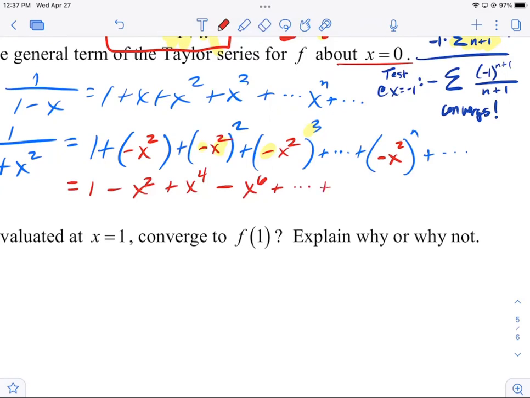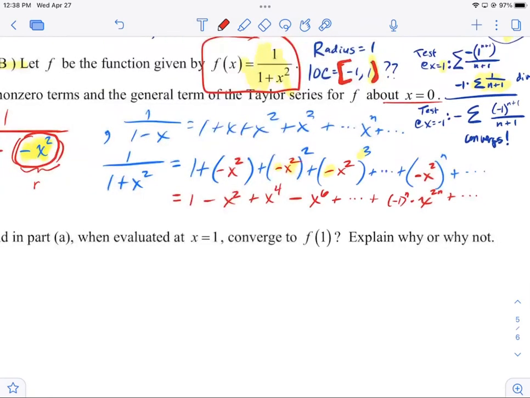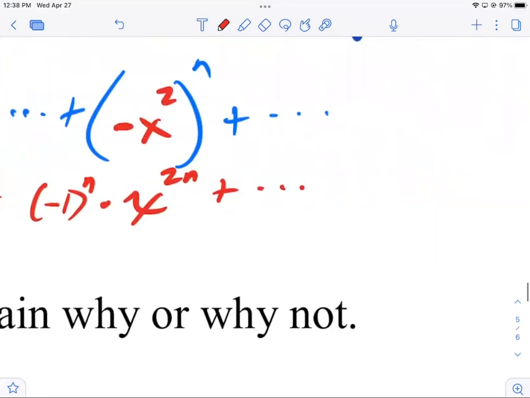And now over here, again, you could separate this. You could say that that's negative 1 to the n times x to the 2n plus dot dot dot. That's kind of the nice way to separate it when it's alternating. Okay, so there it is, simplified. It did say to find the general term and the interval of convergence.